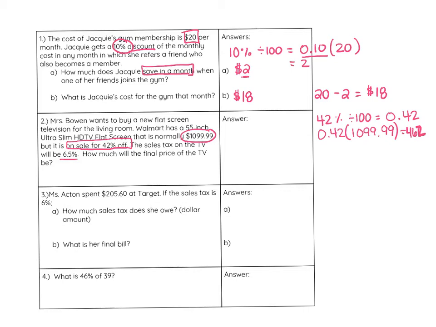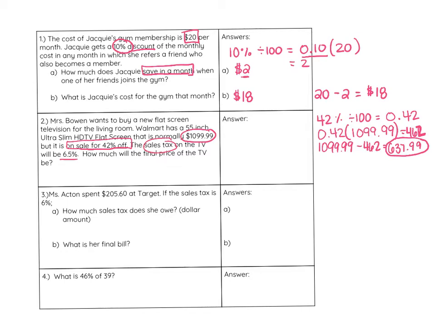So like in number 1, we're going to subtract that. So 1099.99 minus 462 gives us $637.99. Okay, so that's just with the discounts. That's part of our answer, but we have to apply the sales tax.